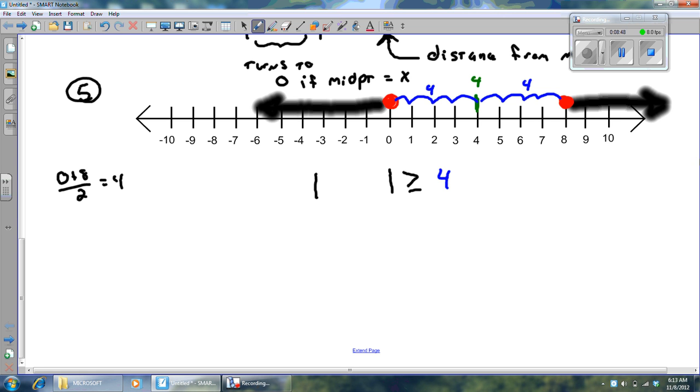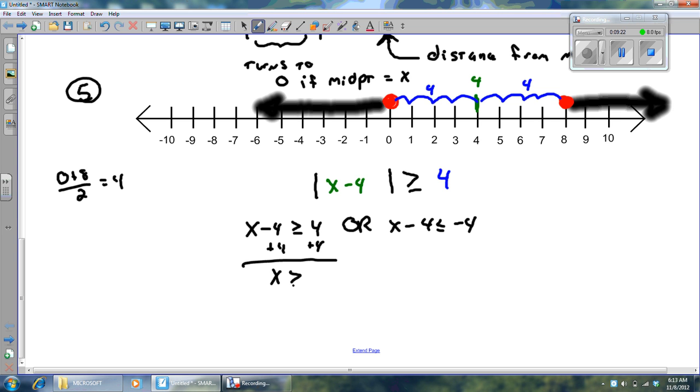And then in the middle, I need an expression that will turn to 0 if x is positive 4, the green 4. Well, x minus 4 would turn to 0, wouldn't it? So to solve this, just to check and make sure I get the picture I'm supposed to get, x minus 4 is greater than or equal to 4, or x minus 4 is less than or equal to -4. I'll add 4, x is greater than or equal to 8.